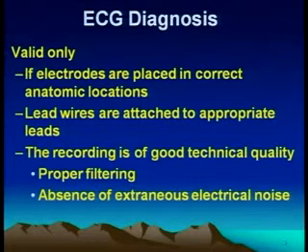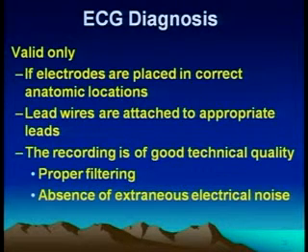When you take any ECG, the diagnosis is valid only if electrodes are placed in correct anatomic locations and lead wires are attached to the appropriate leads. Sometimes it may happen, you have connected the 4 electrodes and so often in a hurry that the ECG technician or staff nurse connects one electrode to another lead, and then it becomes totally mismatched.